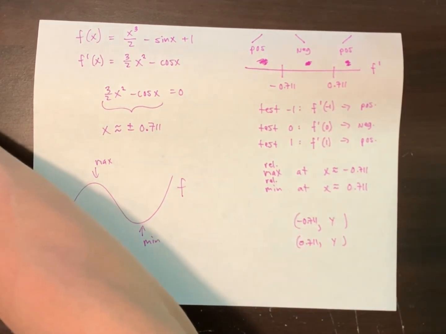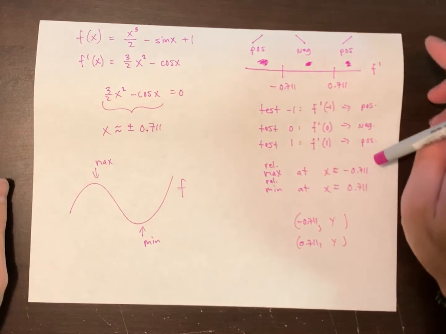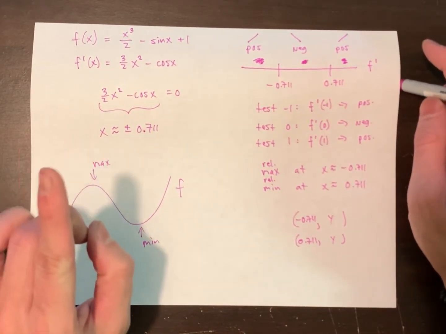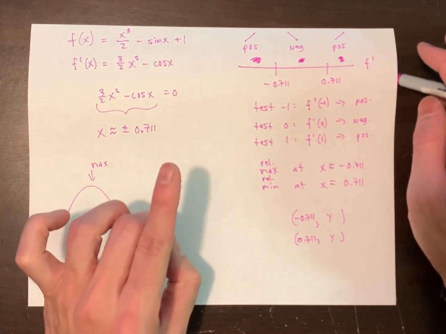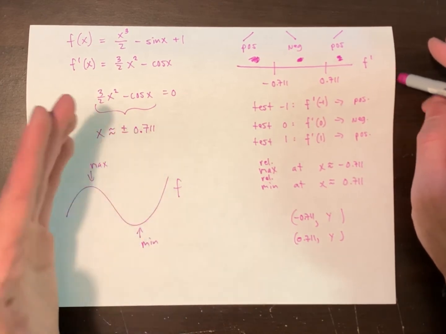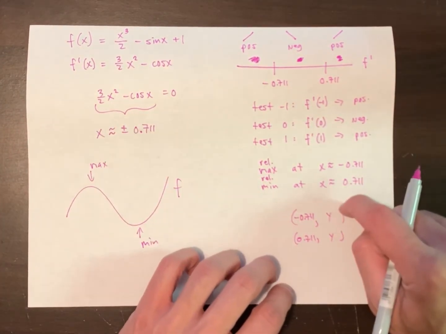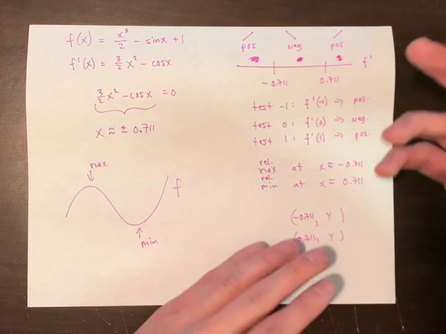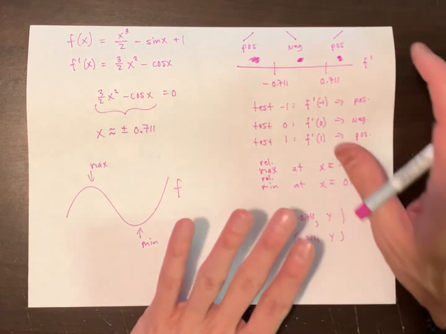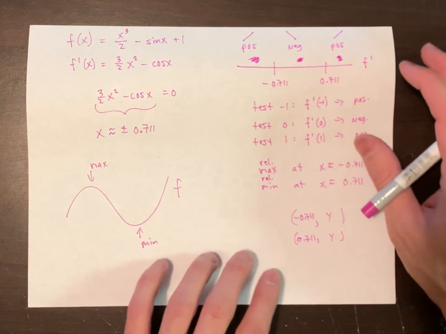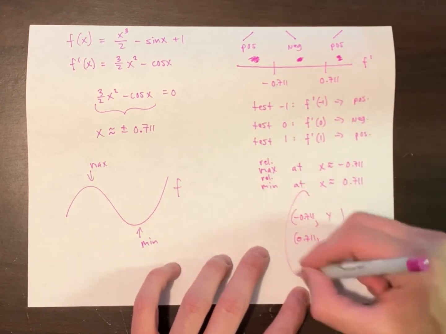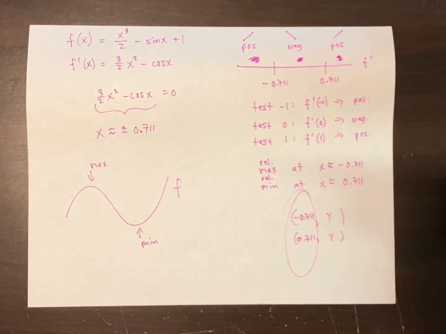Let me look at the directions again. It says approximate the relative extrema of f for part A. That's really vague. I don't know if they want ordered pairs, x comma y, or just the x's. I don't even know if they want you to round. So I'll leave it to you to decide what to do from here. But as is, these should be the relative extrema.